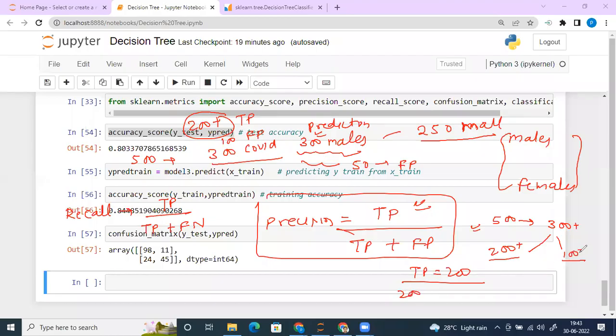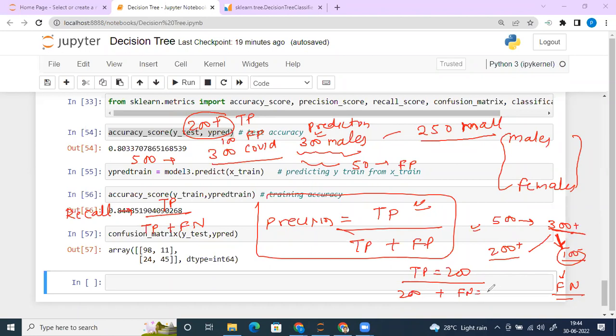But they also what? Actually these 100 should also be what? Positive, because 300 were COVID positive. But what have you assumed them? Negative. So these are what? False negative. Actually they should belong to the positive class, but you have marked them as negative. So they will be known as what? False negative.